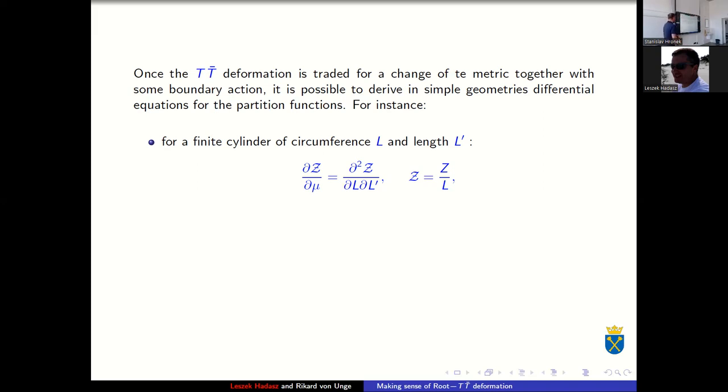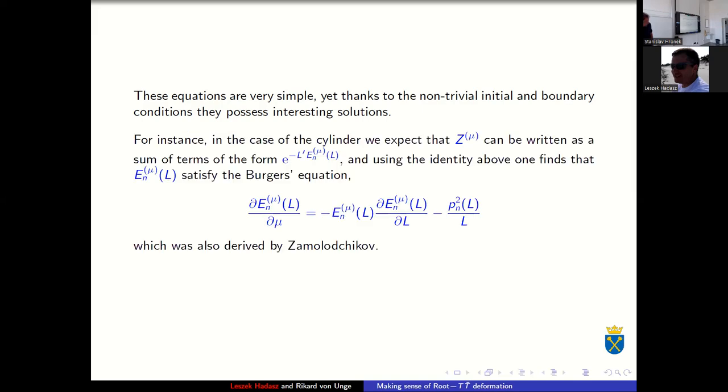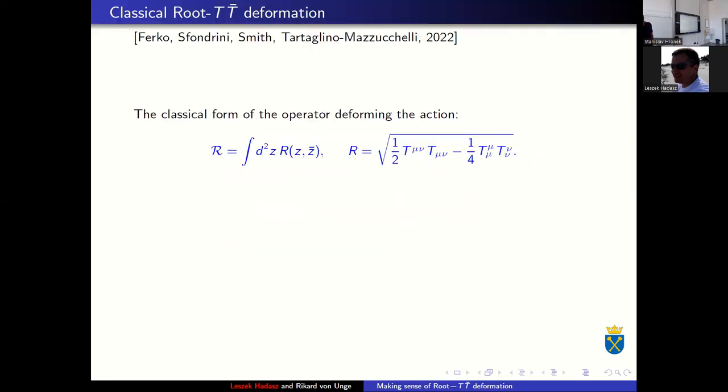If you consider a theory on a torus, torus, come on, yes, thank you, this is a torus. Let's see the torus. I like it. Look this way.